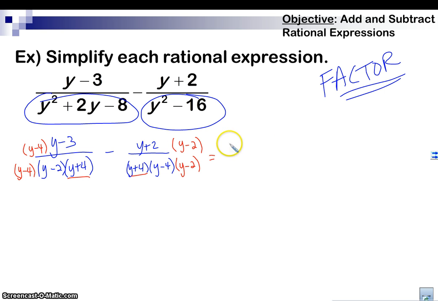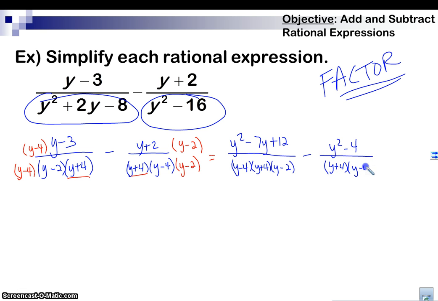So here I'm going to have y squared minus 7y plus 12 all over, and we could multiply all this out, but I'm going to leave it like this to save a little bit of time. Minus y squared, it looks like a difference of squares, so y squared minus 4. Now we need to subtract. Whenever we have a subtraction, we want to make sure that we distribute it to each of these terms. So we have a minus y squared, and a minus times a negative, so a minus minus is going to make this a plus. Then we're going to add like terms.